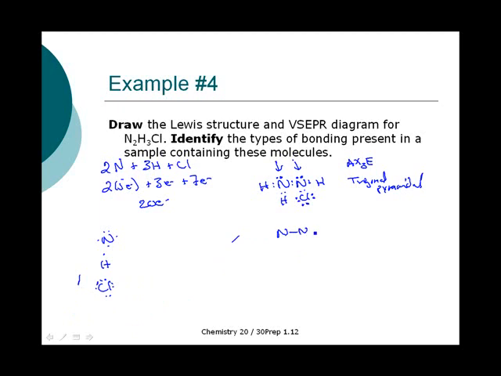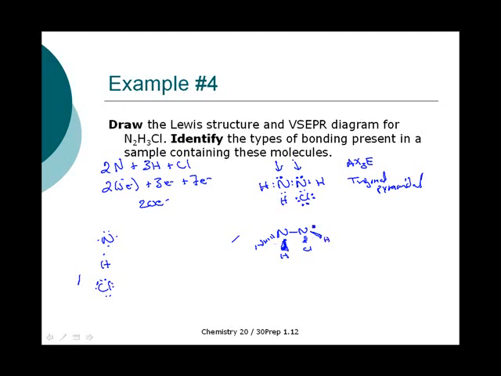So we'll make the nitrogens in the same plane with each other, and then the other atoms will go towards and away. So here we have a hydrogen, here we have a chlorine, here we have a hydrogen, and here we have a hydrogen.